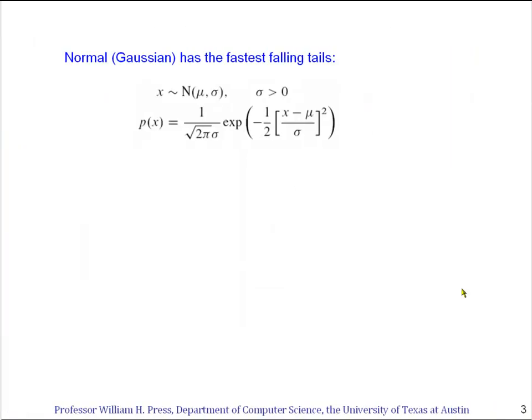So first, the normal distribution. This is probably the most important single probability distribution. We'll find out why a couple of segments from now when we discuss the central limit theorem.